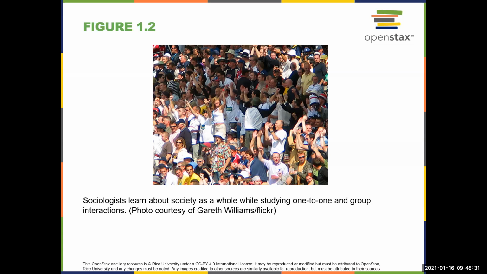Sociologists learn about society as a whole while studying one-to-one and group interactions, and there are two ways this happens: through the macro and micro levels. When it comes to the one-to-one, these are the smallest, individual interactions. That's the micro. The macro looks at larger groups of society. With the picture you're seeing here, this would be more of a macro, so it'd be a larger group in regards to why people do the things they do, to get a bigger understanding.